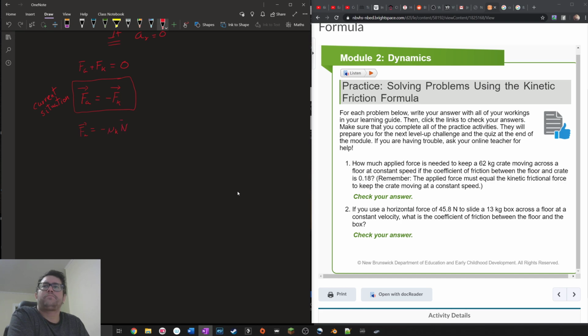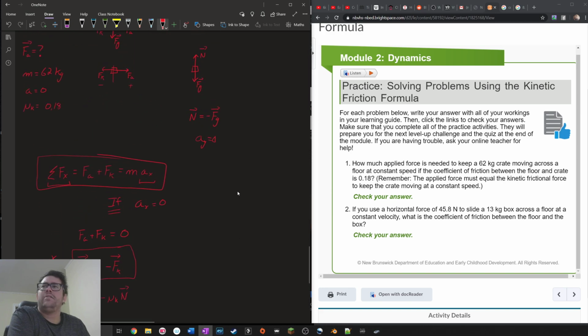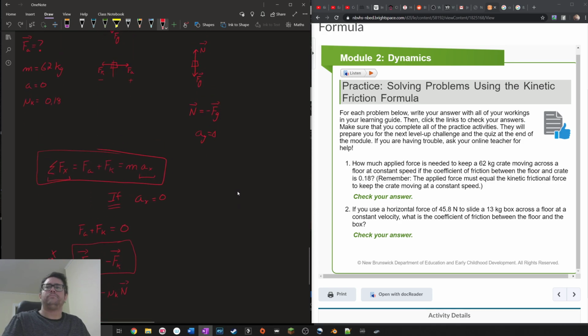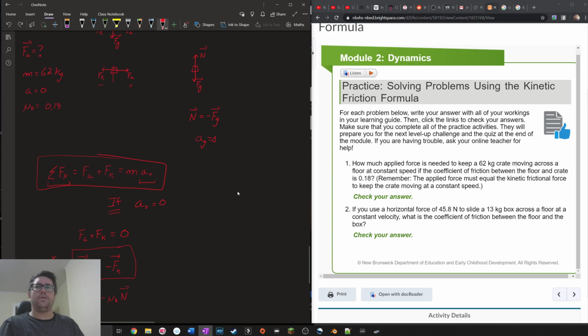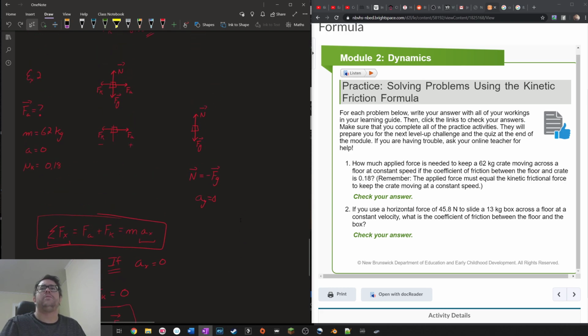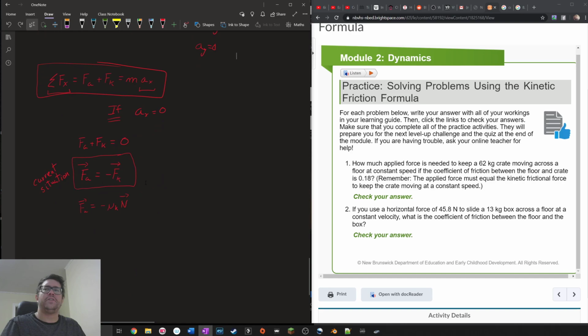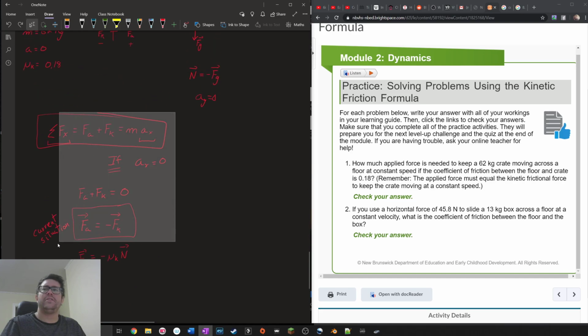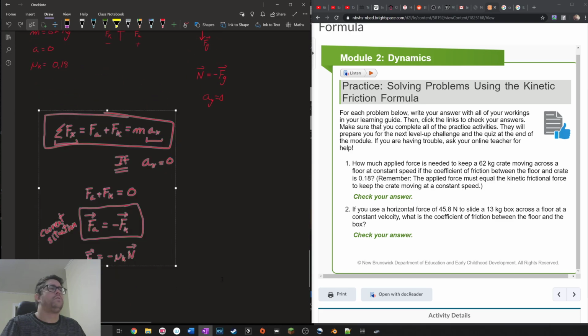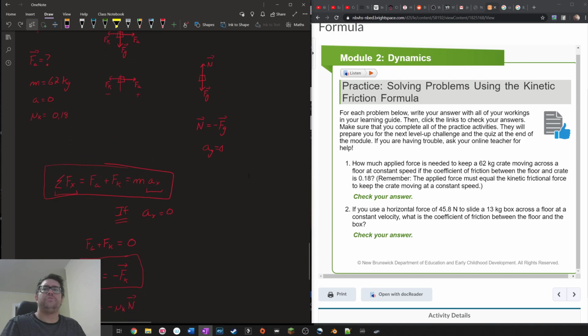And since we want to know Fa, we simply need to decouple this, find Fk, which is equal to mu k n. Do we have mu k? Yeah, we do have mu k right here. Do we have n? No. We can find n. So n, in our case, is always equal to the opposite of Fg. Where does this idea come from? Does it come from the same idea that we've seen here? Absolutely.